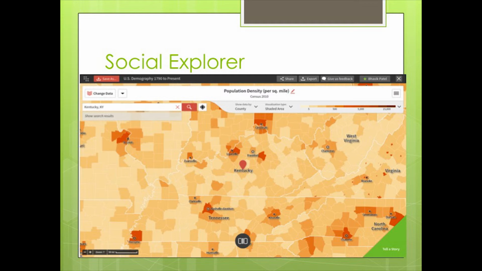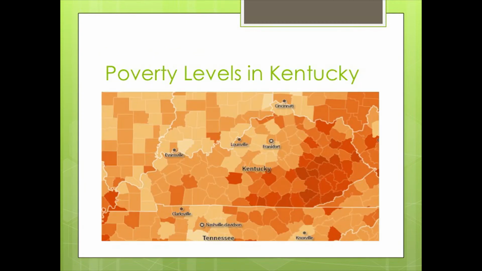And so this was just from the census, and we looked at the state of Kentucky. And then we also looked at the poverty levels in Kentucky and found that eastern Kentucky had a higher poverty level than the other parts. And the higher the poverty level, the darker the shade of orange.